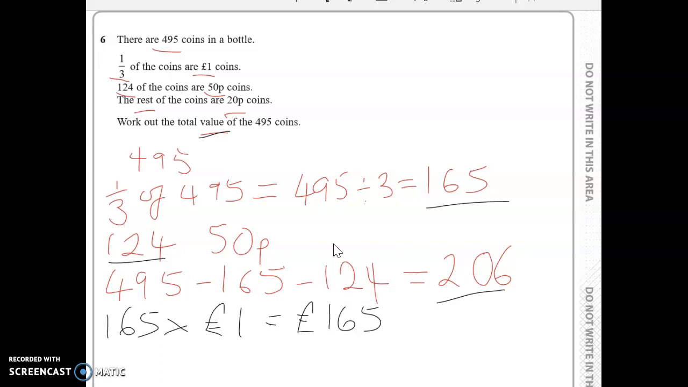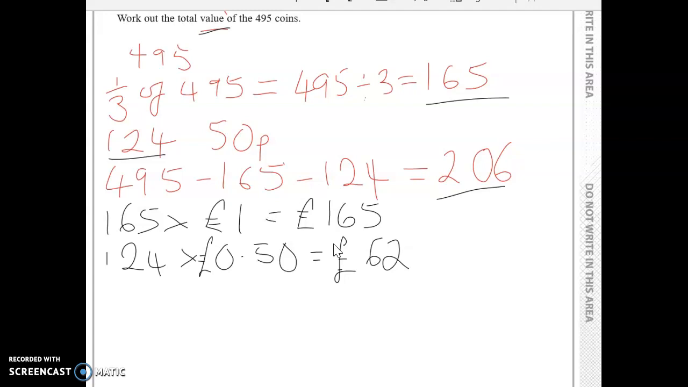Now I have to do the 50p's. Now I'm doing 124, but I'm timesing by 0.50, because that's what 50p is in pounds. And I get 62 pounds. So that is the value of the 50p's when you add them all up. I then finally have got to do my 20p's, which is 206, and multiply it by 20p, but in pound terms that is 0.20.